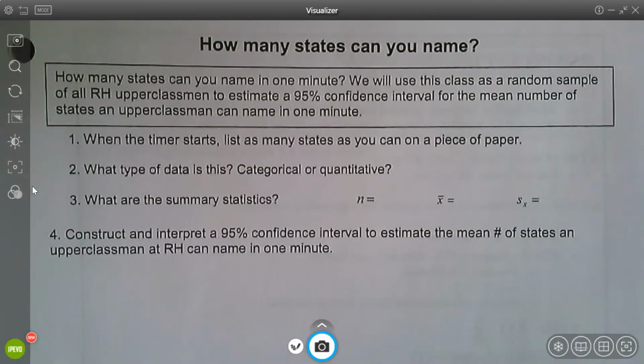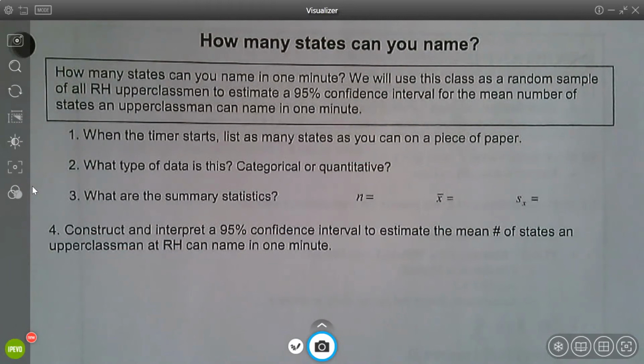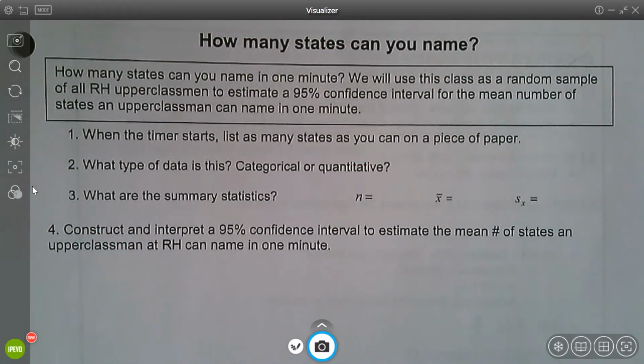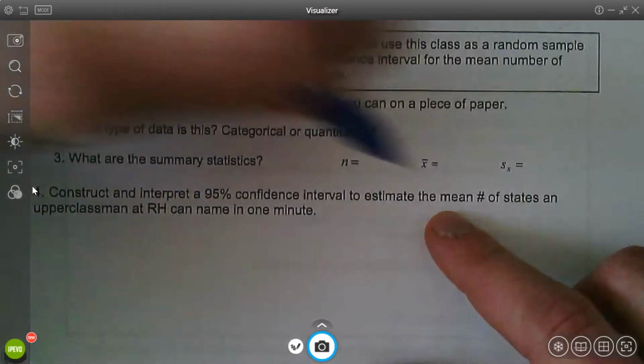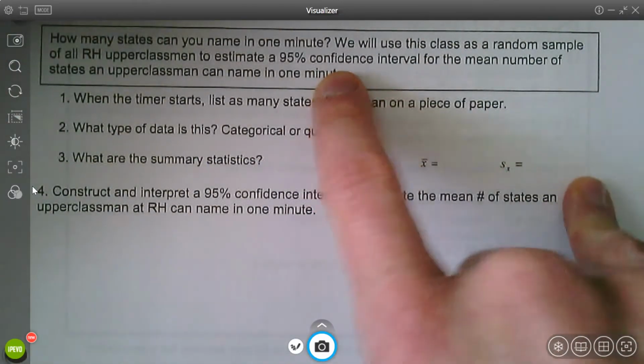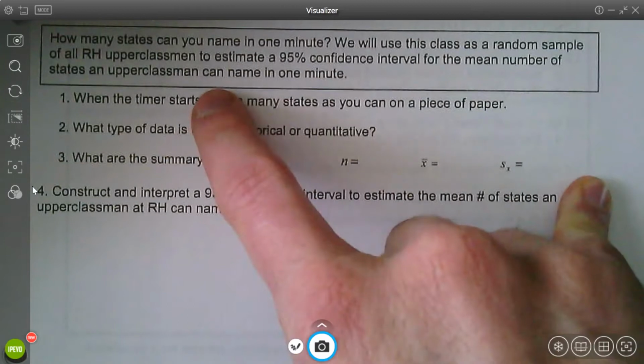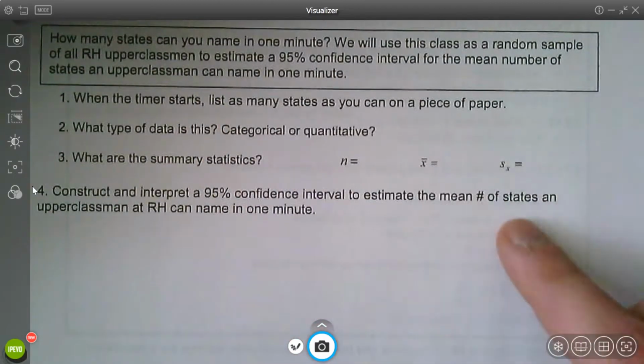Okay, in this video, I'm going to go through how to run through the 4-step process for a confidence interval for a population mean. So we're not going to actually be able to do this activity. So I'm going to take some class data I have from a previous year. So we're estimating a 95% confidence interval for the mean number of states an upperclassman can name in 1 minute.